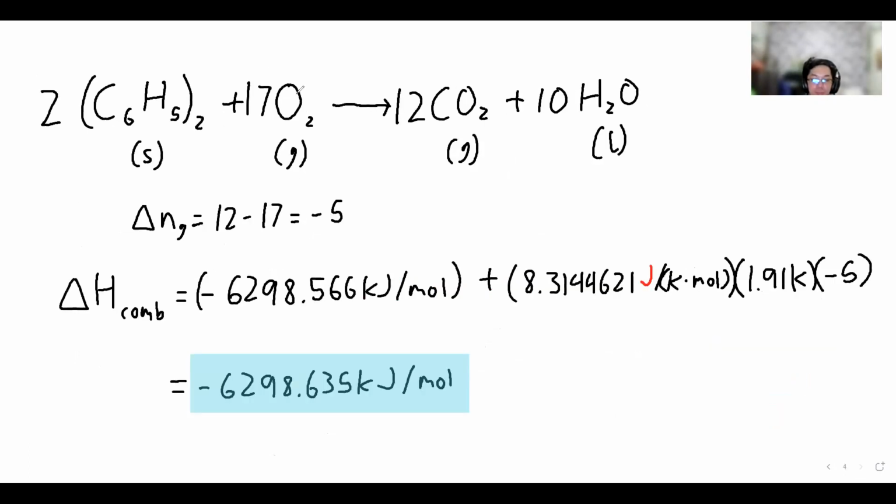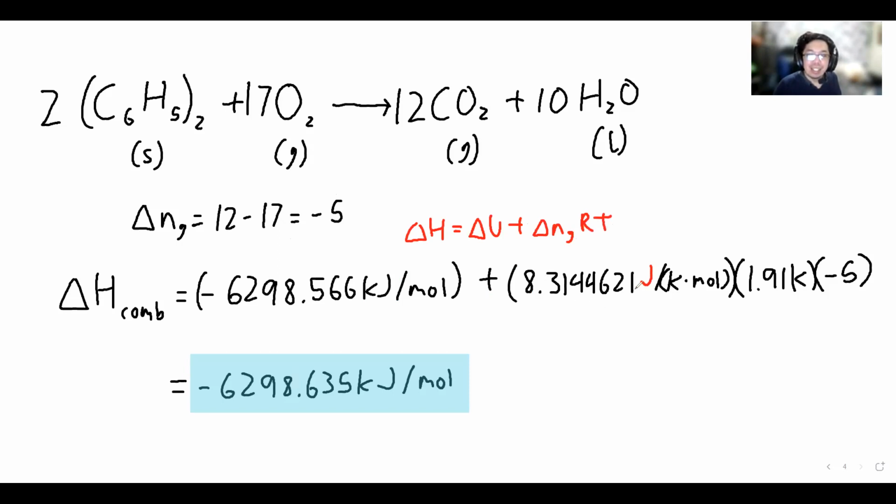And then now, we need to find the delta n gas to get the H combustion. So, balance the equation and then find how many moles have been deducted. So, ngayon, negative 5 po yung delta n gas. We can now compute po yung delta H. Delta H equals delta U plus delta n gas RT.